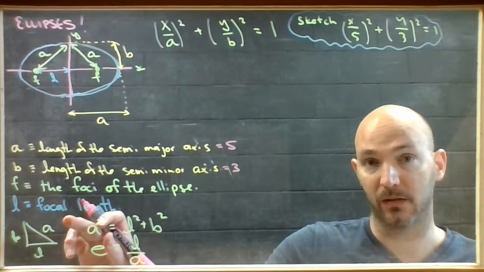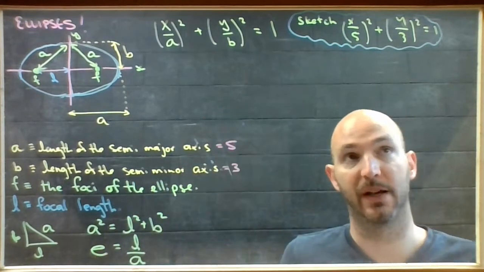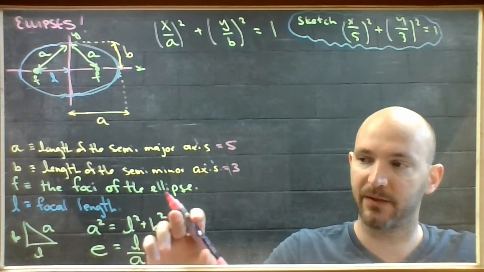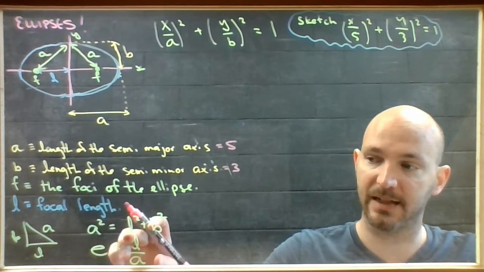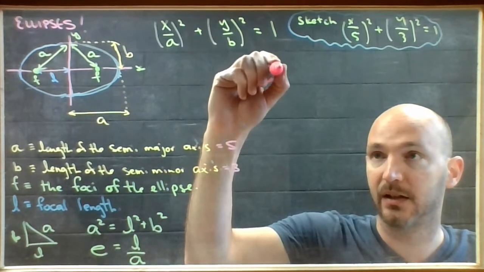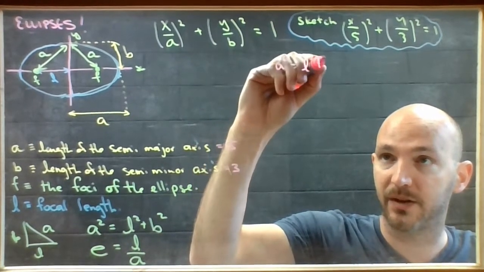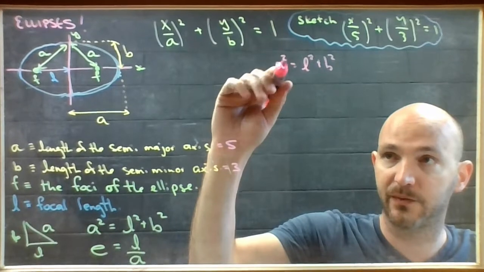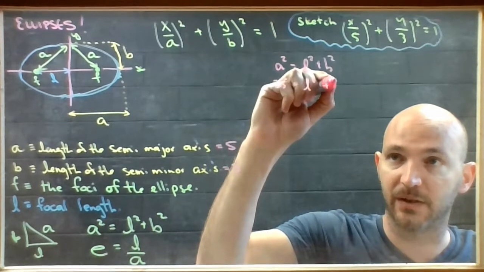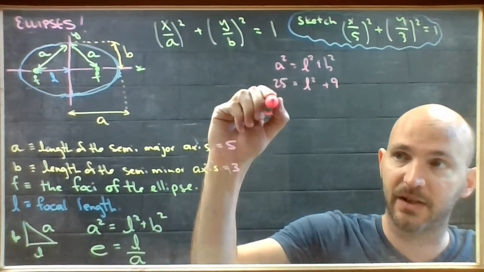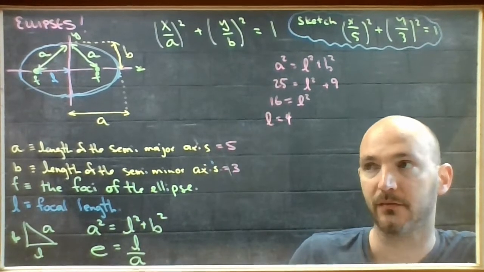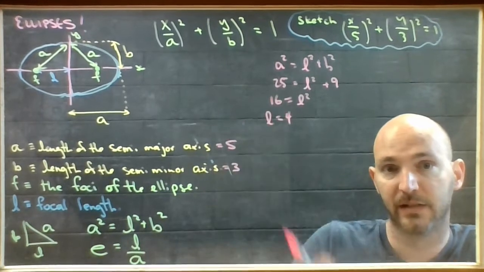The focal length, l, I don't have that in this particular equation because this 1 is just there. It's always 1. But what I do have is this Pythagorean relationship that connects L squared, B squared, and A squared. So if I just do a little quick calculation there, A squared is L squared plus B squared. A was 5. 5 squared is 25. B was 3. 3 squared is 9. Kick the 9 over, 25 minus 9 is 16, so L would be 4.